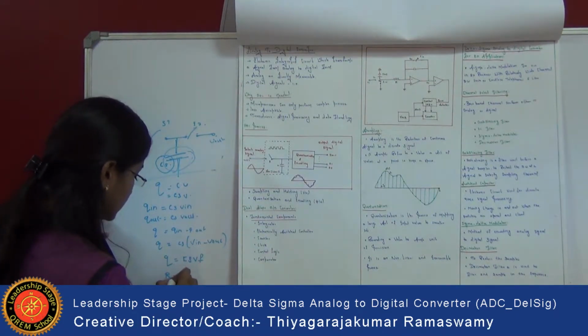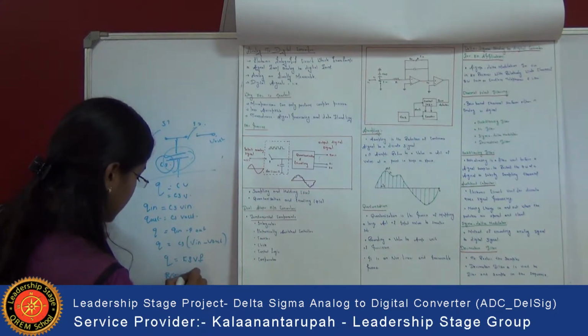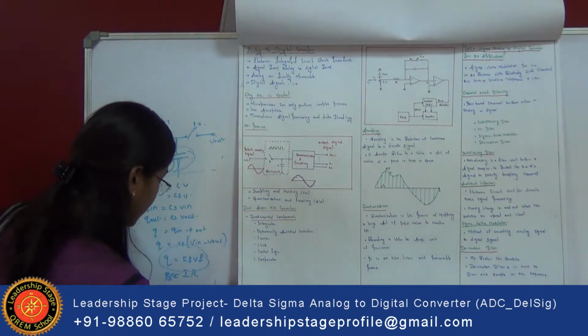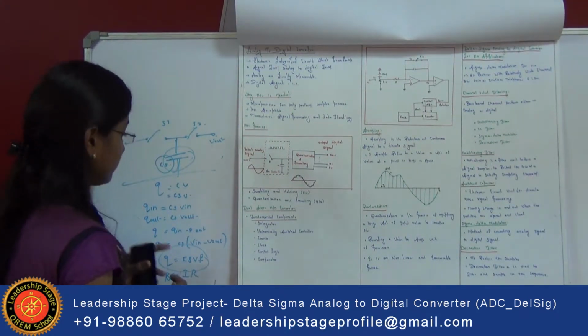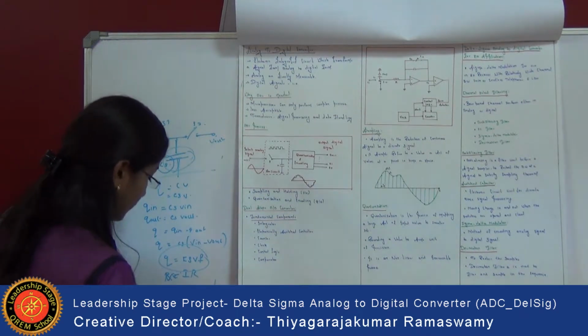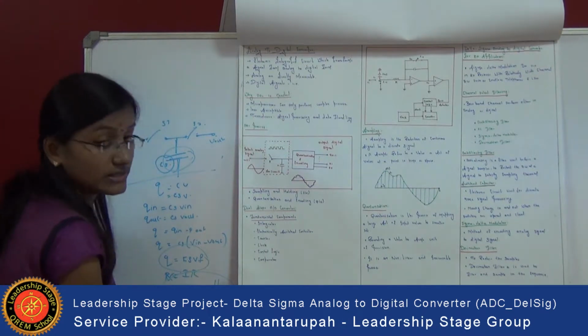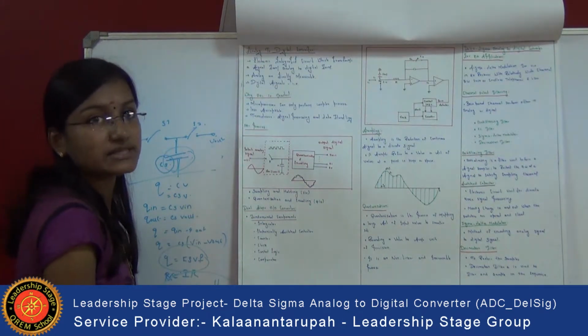So we know that V equals I R, so R equals V by I. By using this, we will get R equals 1 divided by CS times F. So the resistance is inversely proportional to the capacitance as well as the frequency. So it acts like a lossless capacitor.